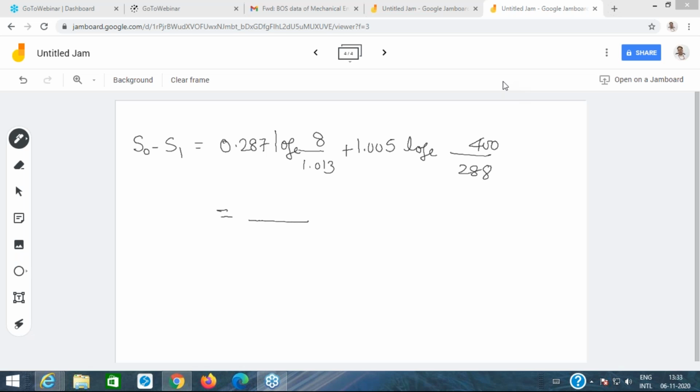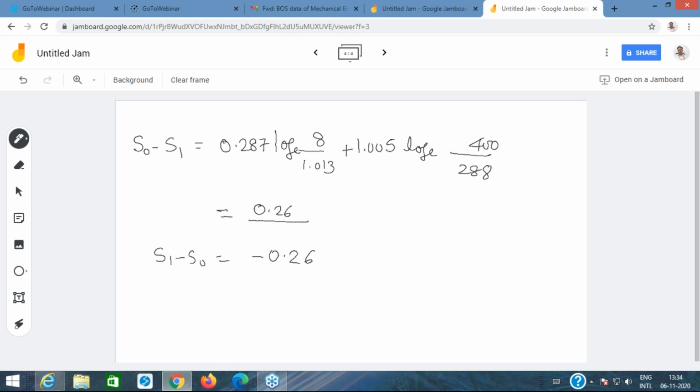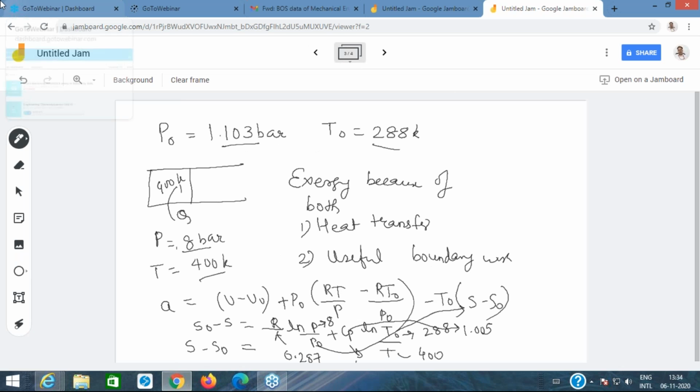If it is 0.26, then S1 minus S0 is minus 0.26. That value you need to put in your available energy expression.